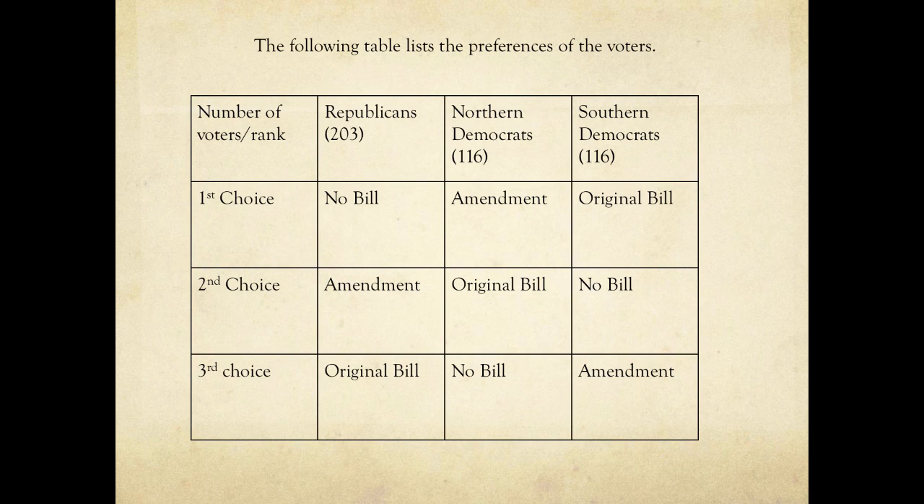And so there were three different voting blocks or coalitions of preferences here. The Republicans, with 203 voters, would have ranked no bill as their first choice, amendment as their second, and the original as their third choice, while the Northern Democrats put the amendment as their first choice. Their second choice was the original bill, and the last choice for them would have been no bill at all, whereas the Southern Democrats saw the original bill as their first choice, and then no bill as their second choice, and the amendment for them was the third and last choice.